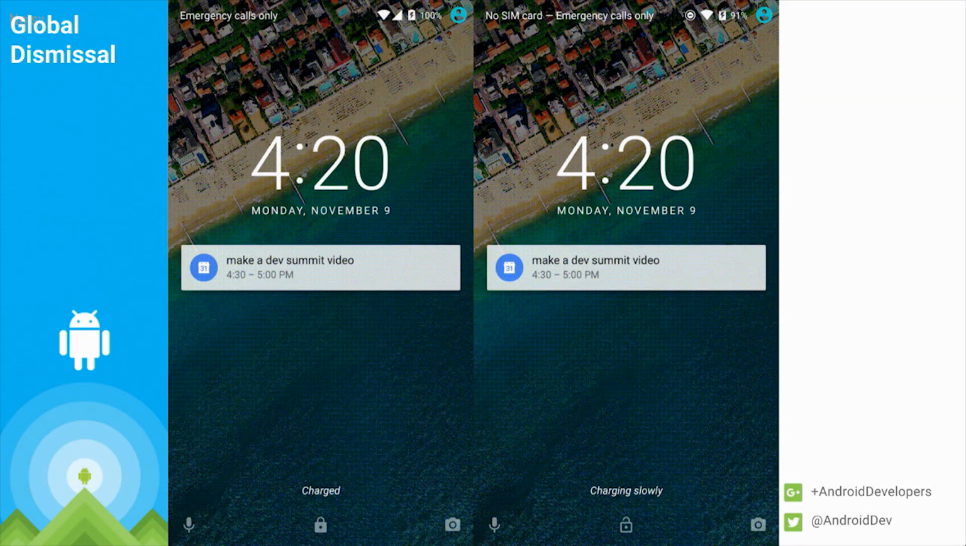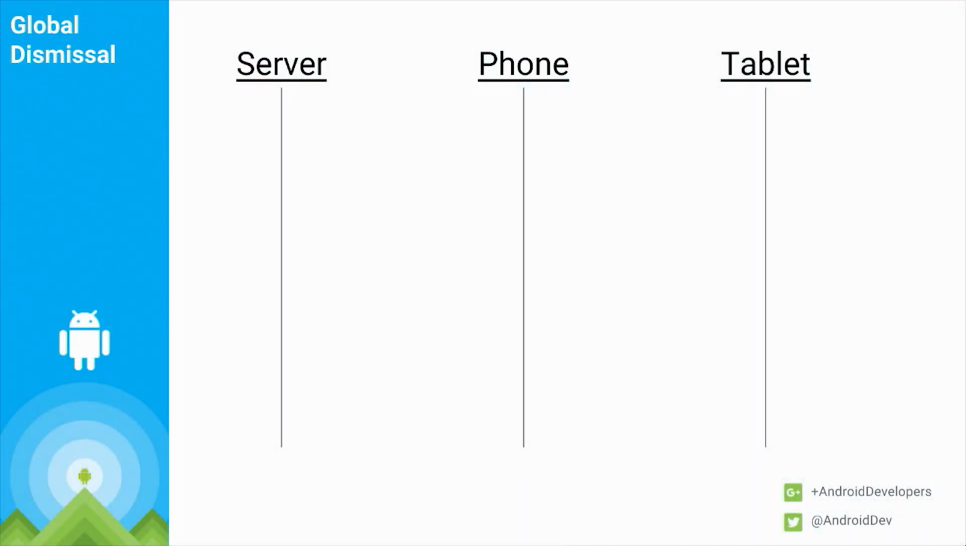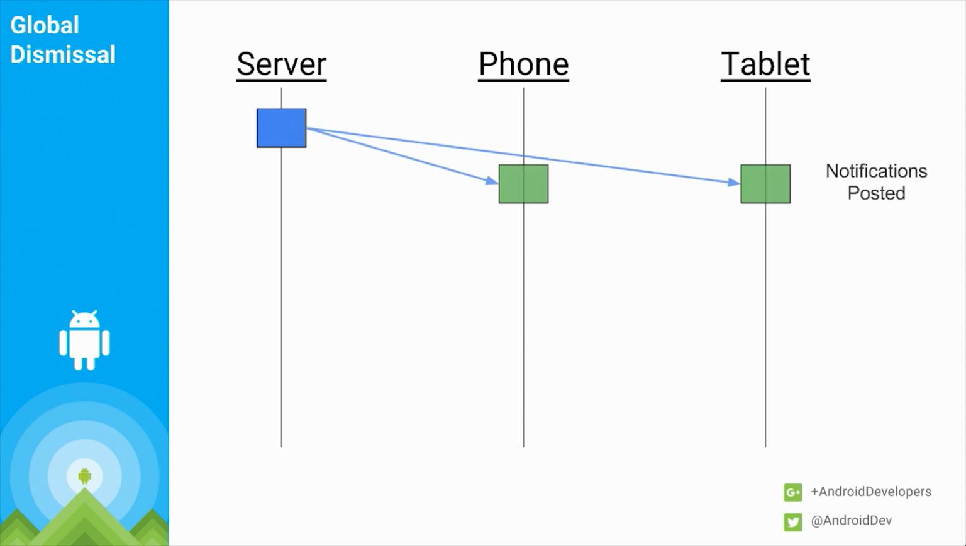But if you're already creating this problem, you almost certainly have a server that's causing these events to come out, and probably you're using GCM. So if you're already doing that, the flow is pretty simple. Some event happens. Somebody creates a calendar event. The server sends information out to the 2 devices. They post notifications. You catch the dismiss intent.